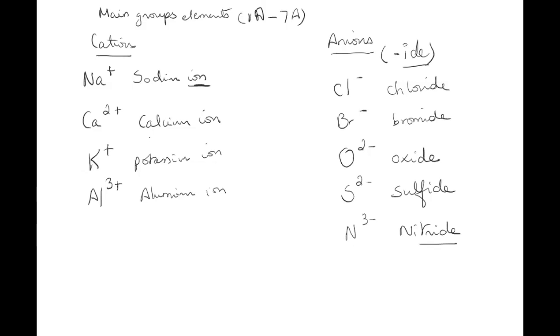Okay, let's take a look at how we're going to name the inner transition elements. Notice that the inner transition elements, those are in the center of the periodic table. They're all metals and they all form cations, but we can't really predict by their position in the periodic table what the charge on the ion is, you have to memorize those. How do we name them? Well, there are two different ways we name ions that form from the inner transition elements. There is a systematic naming, and there is a common naming.